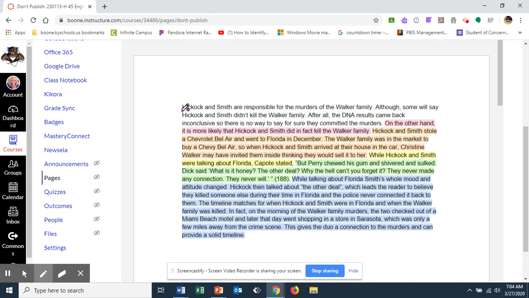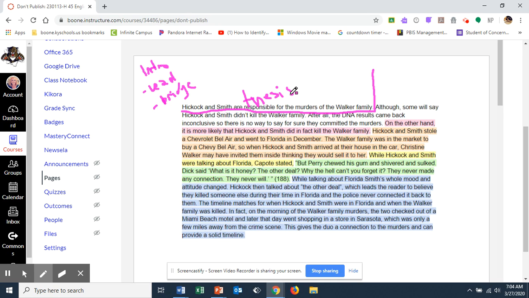All right, so we're going to start right here with "Hickok and Smith are responsible for the murders of the Walker family." Okay, this is actually part of the introductory paragraph. So let's all pretend that this student has written an introductory paragraph. There's a lead, there's a bridge, and that really does say bridge. And this right here is the thesis statement. Okay, this is our argument. This is what we're going to try to prove.